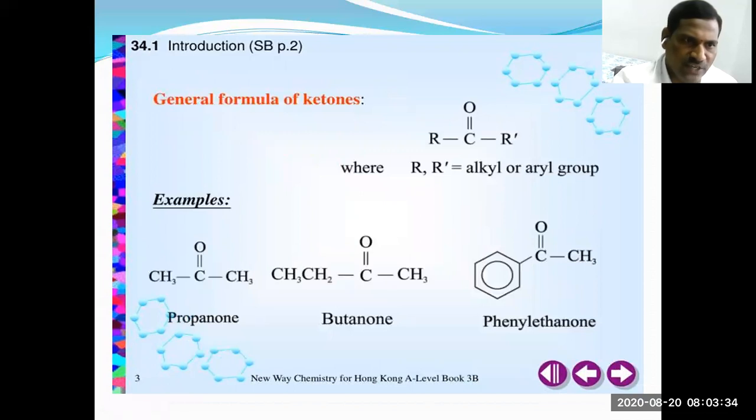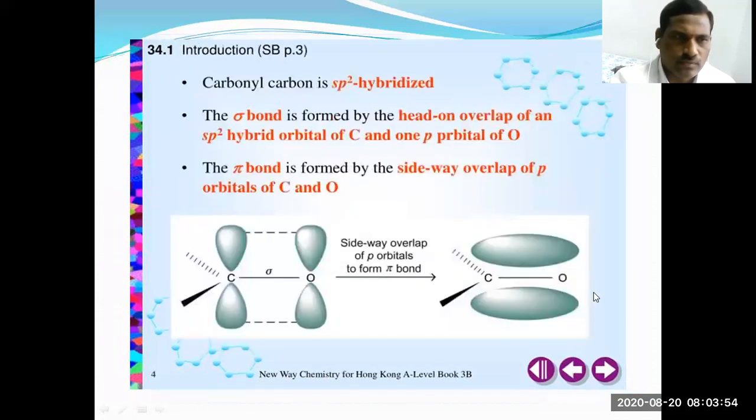The general formula of a ketone is R-C double bond O-R', where R and R' are alkyl or aryl groups. Examples: propanone, butanone, phenylethanone.